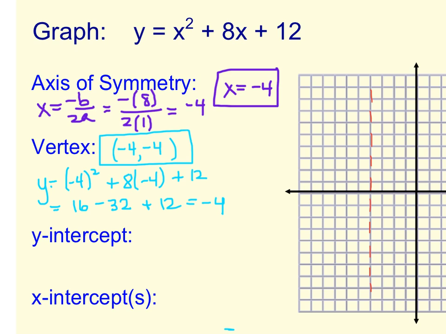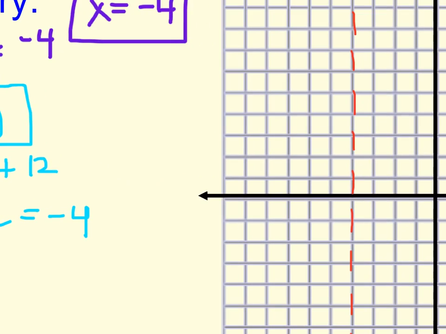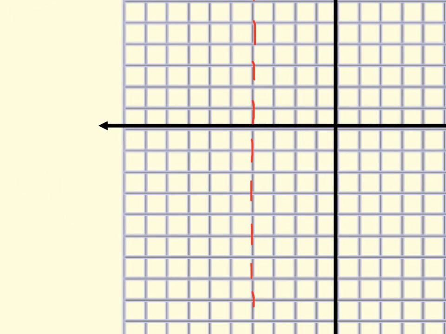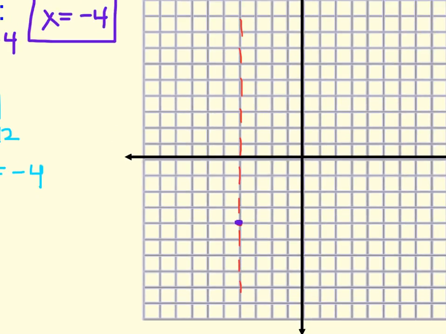So that is a point that we want to have on our graph. If we look at our graph again, you go to the left 4 and down 4, and that's where our vertex is. Maybe I'll make that one purple. So now we keep going.